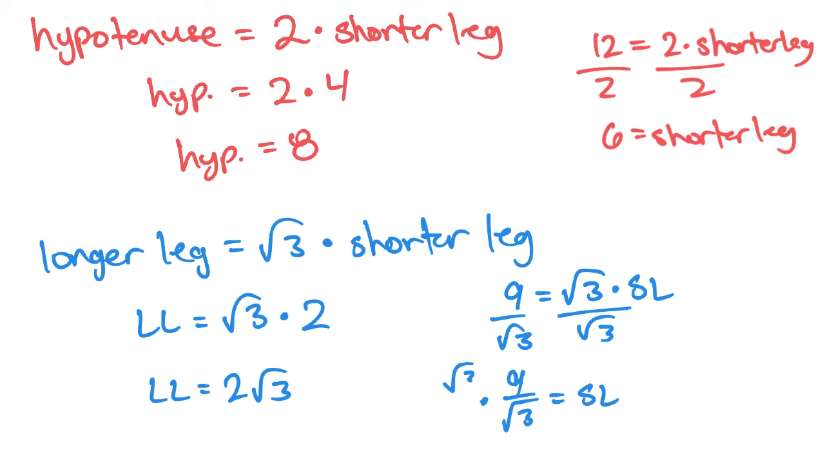Well, remember, I can't have a square root in the bottom, so I multiply by the square root of 3 over the square root of 3. You get 9 square root of 3 over 3 is my shorter leg, which is 3 square root of 3 for the shorter leg. And so that's the ways that you can use these formulas when you have a 30, 60, 90 triangle.